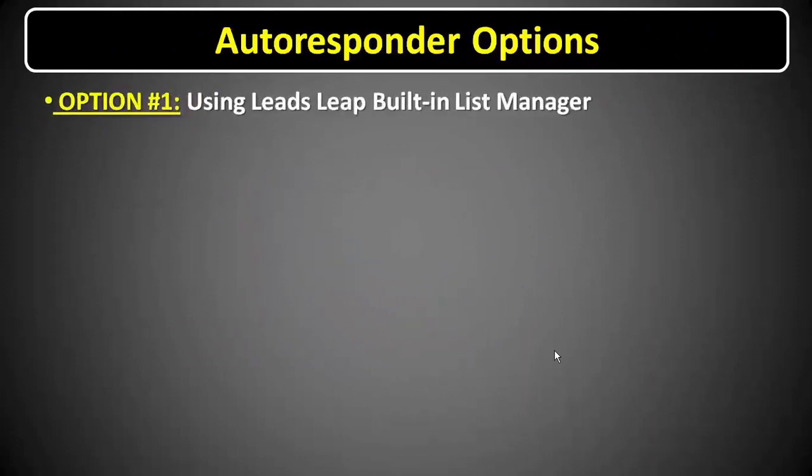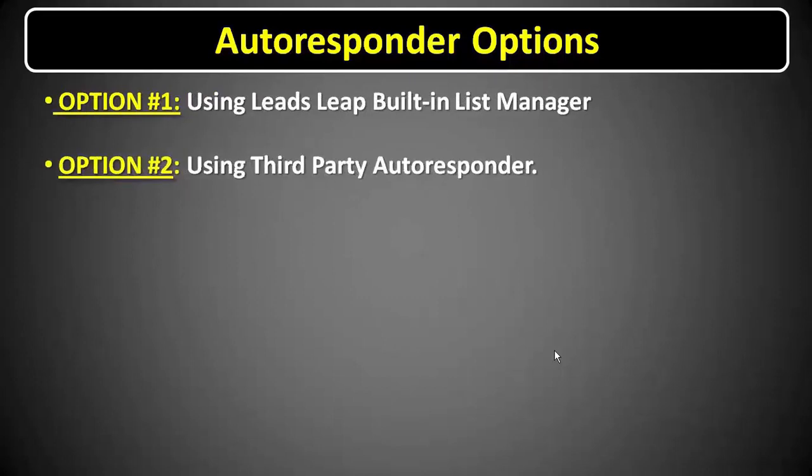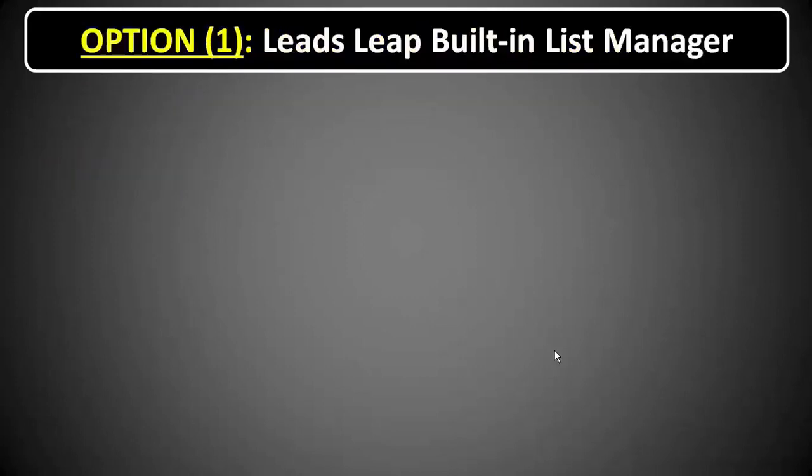Now we have two options for the autoresponder. The first option is using the Leadsleap List Manager. Option 2 is using a third-party autoresponder. Now, you have to select only one of those two options to set up your autoresponder. You won't be able to select both of them. Now, let me tell you firstly about option number 1, which is using the Leadsleap built-in list manager.